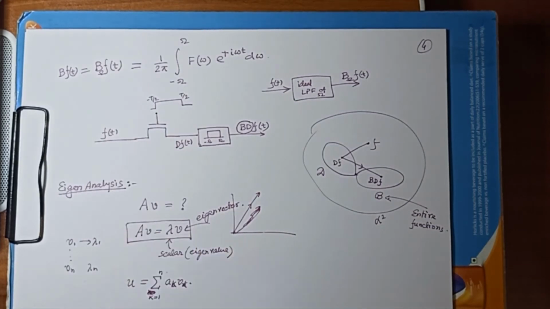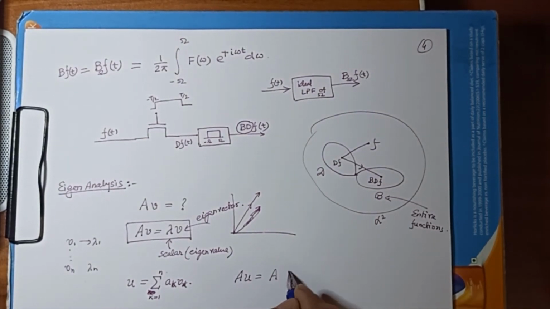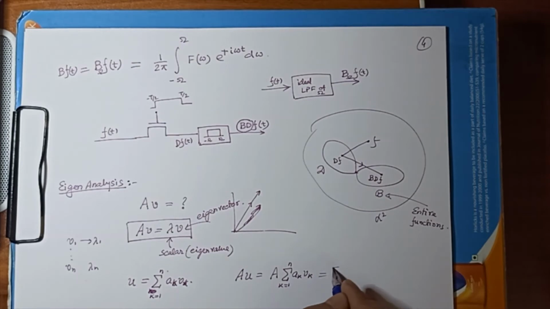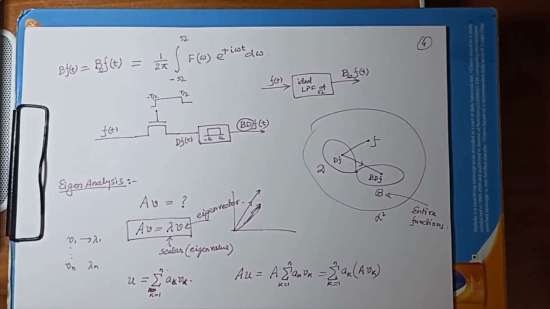Then we know that the matrix is a linear operator, so your Au will be A times the summation of a_k v_k, k equal to 1 to n, which is the same as the summation k equal to 1 to n of a_k times A v_k, and A v_k is equal to lambda_k v_k. So it will be equal to the summation of a_k lambda_k v_k.